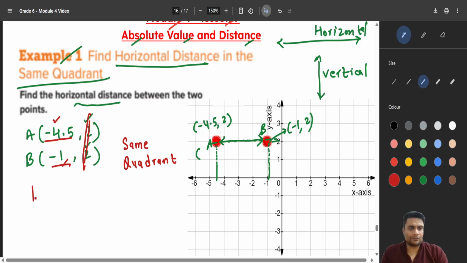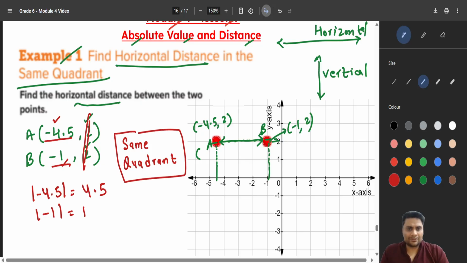What did I say? First take the absolute value of these two. What is the absolute value of minus 4.5? 4.5. Yes. What is the absolute value of minus 1? 1. You found the absolute value, correct? If they are in the same quadrant, you have to subtract them. Subtract yani minus. So you will find the distance between these 2 points. The horizontal distance will be 4.5 minus 1, which means 3.5.